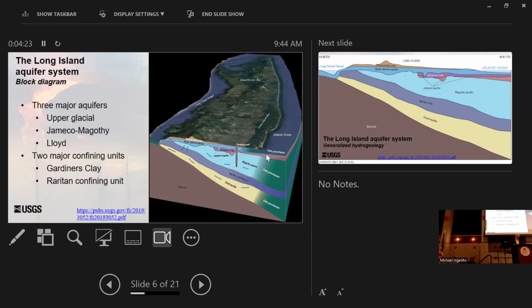We have three main aquifers in that system: the Upper Glacial, the Jamaica-Magothy, and the Lloyd. Those are separated by two intervening confining units that impede the movement of water through the aquifers. They are the Gardiners Clay, which is not continuous across all of Long Island, primarily along the South Shore, and the Raritan Confining Unit, or the Raritan Clay. That is fairly extensive across Long Island, but it varies in thickness and in its effectiveness as a confining unit, or something that retards groundwater movement.